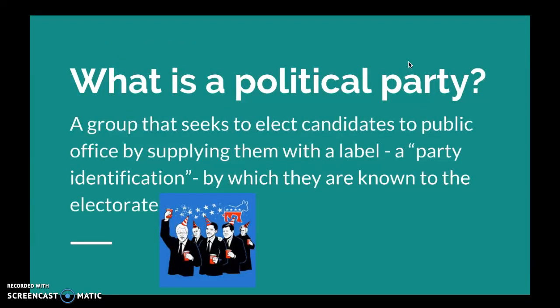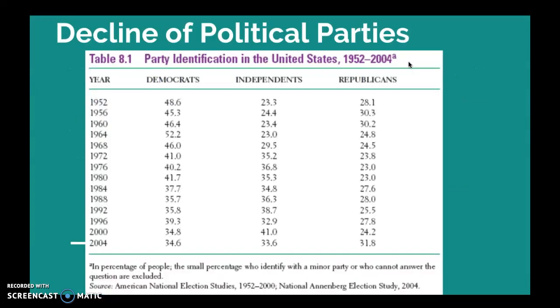So let's start with what a political party is. It's a group that seeks to elect candidates to public office by supplying them with a label, a party identification such as Democrat or Republican, by which they are known to the electorate. I should note before we start that over the last half century, we've seen in general a decline of political parties and more people identifying themselves as independents.